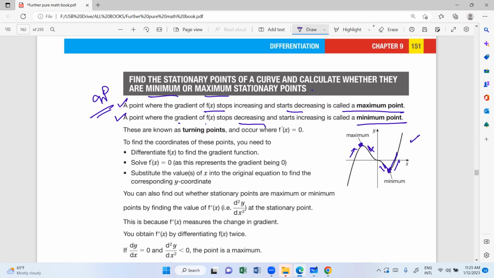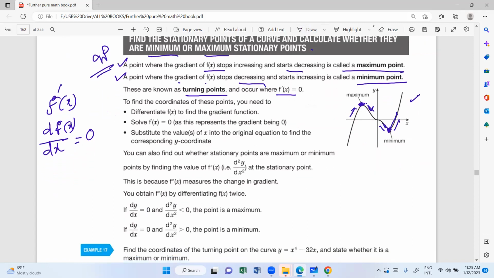And these are also known as turning points. When f prime x, or dy by dx, the derivative of f(x) with respect to x, equals 0, then this point is said to be a turning point, maximum point or minimum point. This is also said to be a stationary point.